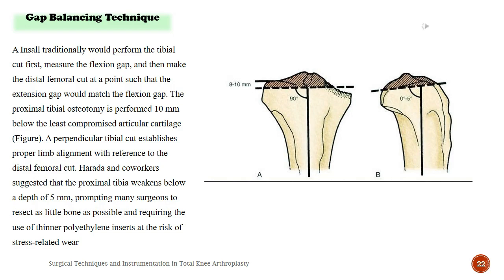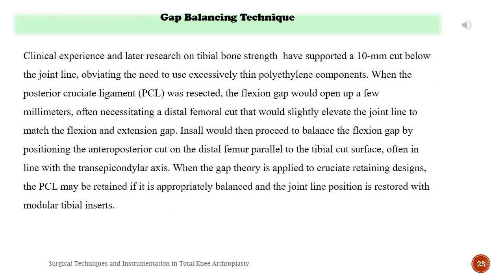Horrado and co-workers suggested that the proximal tibia weakens below a depth of 5 mm, prompting many surgeons to resect as little bone as possible and requiring the use of thinner polyethylene inserts at the risk of stress-related wear. Clinical experience and later research on tibial bone strength have supported a 10 mm cut below the joint line, obviating the need to use excessively thin polyethylene components.